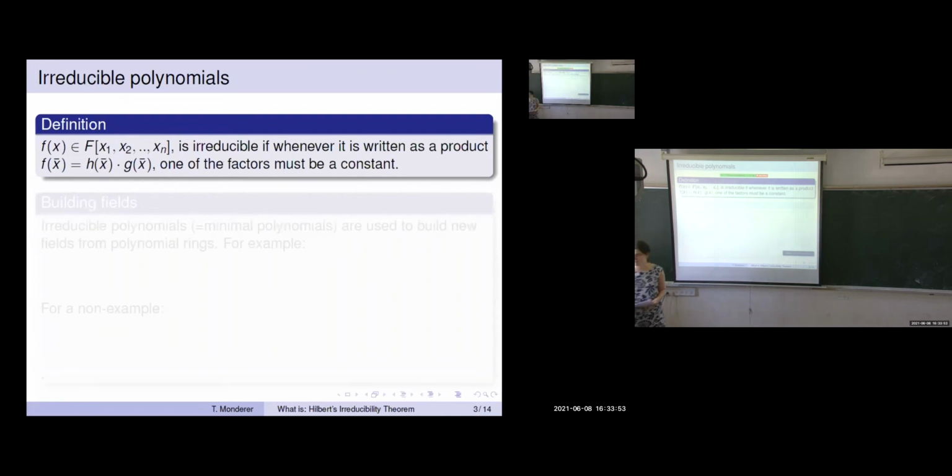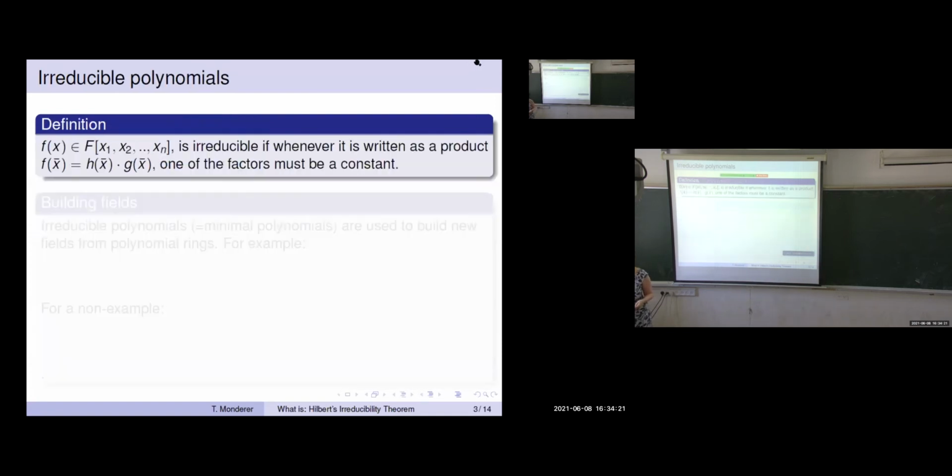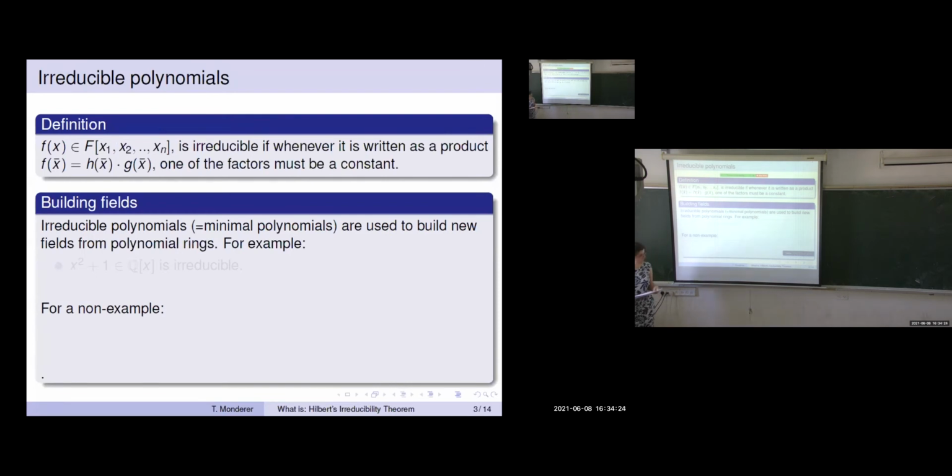Our formal definition of an irreducible polynomial, I'll give it for a polynomial with several variables. If we have a polynomial in several variables over a field, then it's irreducible if whenever we write it as a product of 2 other polynomials, one of them must be a constant. So this is our formal definition. And why are irreducible polynomials important? To give you some intuition as to why, we use them to build fields.